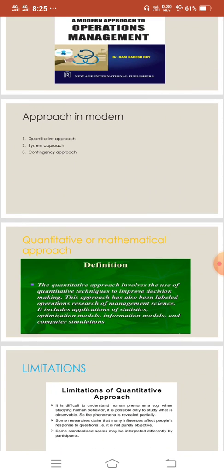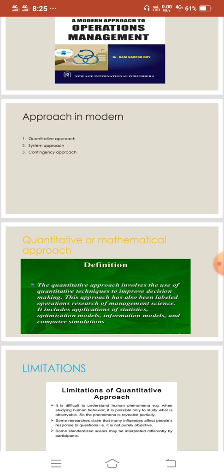Approaches in modern management. There are three types of approaches. First one, the quantitative approach. Second one, the system approach. Third one, the contingency approach. First one, the quantitative or mathematical approach.